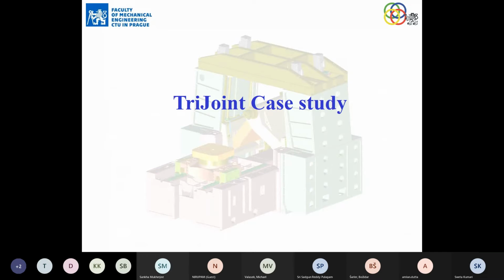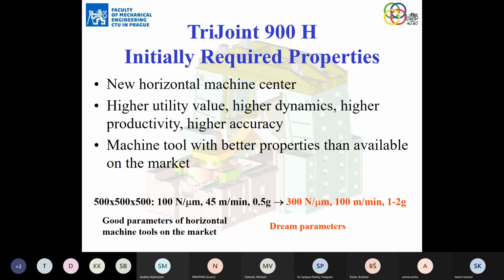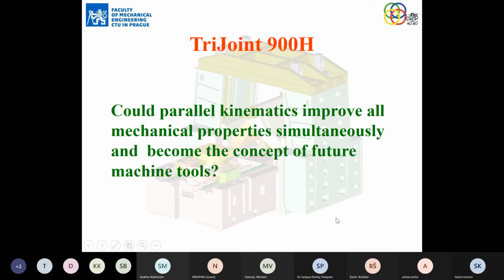So now a case study of our machine. It was required to design a new horizontal machine center, and there were some starting properties that were a dream or goal, and some dream parameters I have shown at the end, that we really can achieve even these dream parameters. The question was whether a new concept could simultaneously improve all mechanical properties and become the concept of future machine tools.